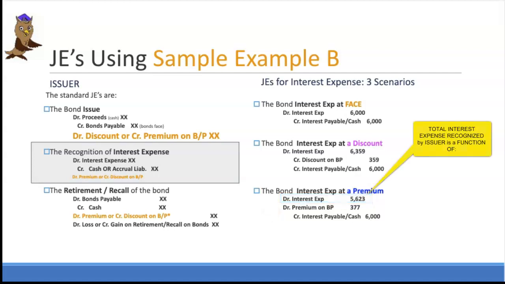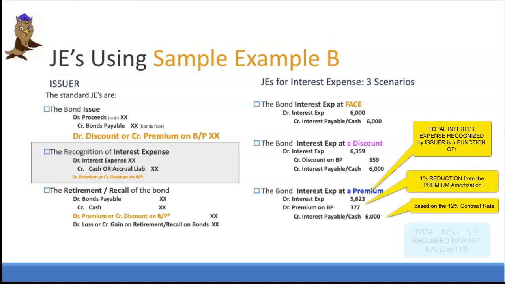Note that the effective interest on these bonds is the 12% contract rate, or $6,000, less a portion of the premium of $377 paid initially by the investor, effectively reducing total interest by 1% to the 11% market rate.